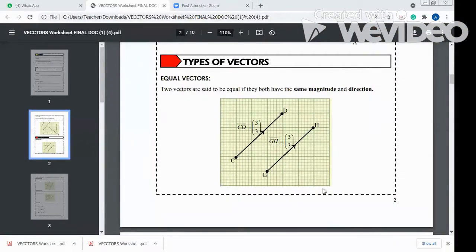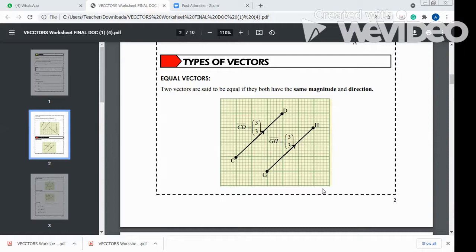Well, looking at this, what they're saying about equal vectors: two vectors are equal if they both have the same what? Magnitude, and both of them are moving in the same direction. All right. So as you can see, you have CD and you have what? GH, and both of them have the same magnitude. How do you know that they have the same magnitude? Because all of them have the same values, 3, 3, and 3, 3.